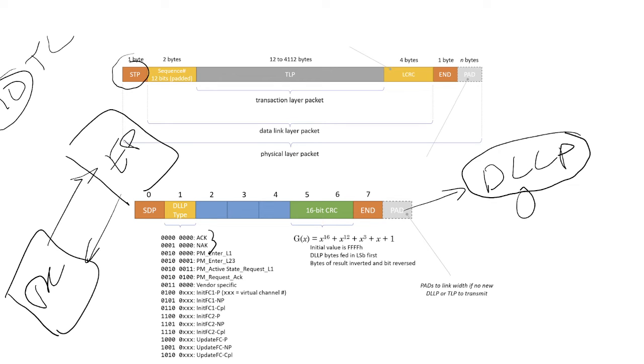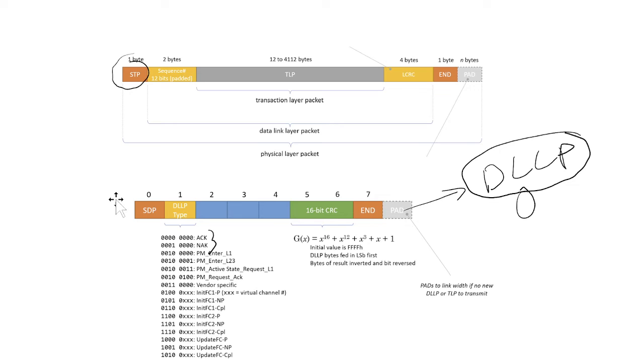Once the TL layer generates the packets, they are sent to the data link layer. Before sending them on, what happens? That packet is stored in a retry buffer. The retry buffer takes care of the response I get from the receiver to the transmitter side. Based on that, it will either remove the packet or we have to resend the packet from the transmitter to the receiver side.